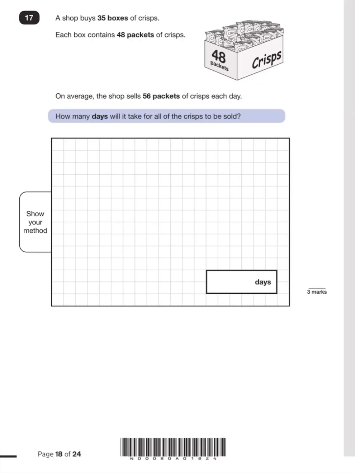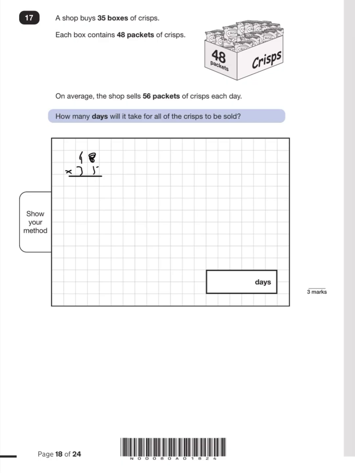Number 17. A shop buys 35 boxes of crisps. Each box contains 48 packets of crisps. On average, the shop sells 56 packets of crisps each day. How many days will it take for all of the crisps to be sold out? So how much crisps does the shop have? How many packets of crisps does the shop have? So they've got 35 boxes and 48 packets. So we're going to do 48 multiplied by 35.